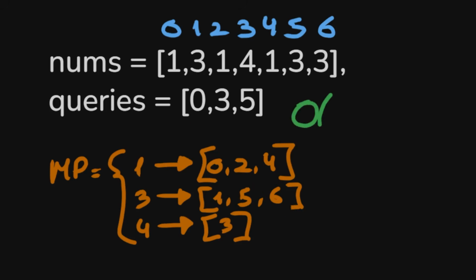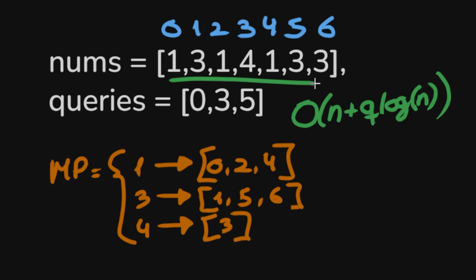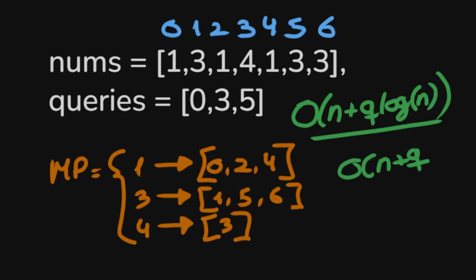Time complexity for this approach is big O of n plus q log n. Why? Well, because we have to build this map, which requires big O of n time complexity. Remember that we are iterating numbers, and then we have to iterate queries, and for each query we are running a binary search on numbers to find the starting position. And space complexity is big O of n plus q. Why? Well, because this map has a size of n and we need to return an array of size q. So with this in mind, let's see how to code this up.